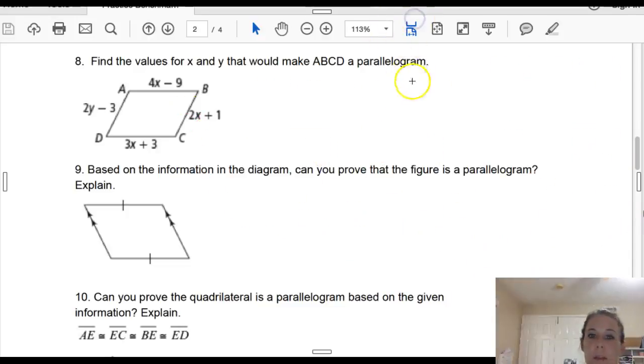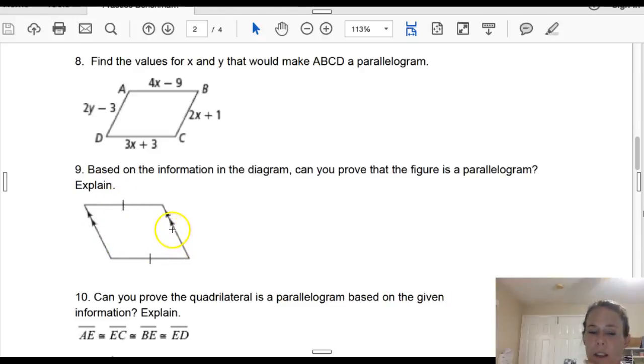All right, on to number 9. Based on the information in the diagram, can you prove that this figure is a parallelogram? Explain. So we have several things that we can do to prove that a figure is a parallelogram. One is both sets of opposite sides are congruent. So this is congruent and these are congruent. That's what we just used here, but we don't have that. Both sets of opposite sides are parallel. These are parallel or these are parallel.